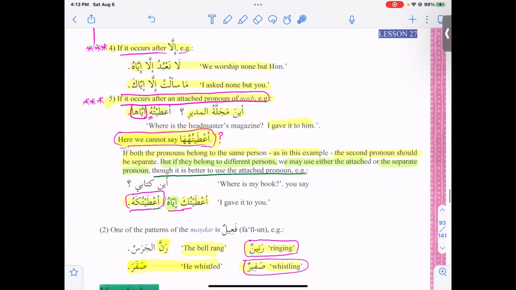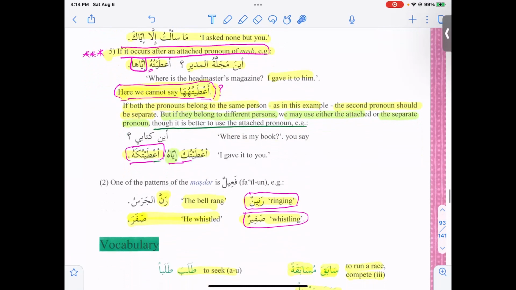Fine. Aina kitabi? Where is my book? Ataituka iyahu, I gave it to you. You is here and it is here. Or you can say, ataituka hu. But it is better to use the attached pronoun. Both are applicable.